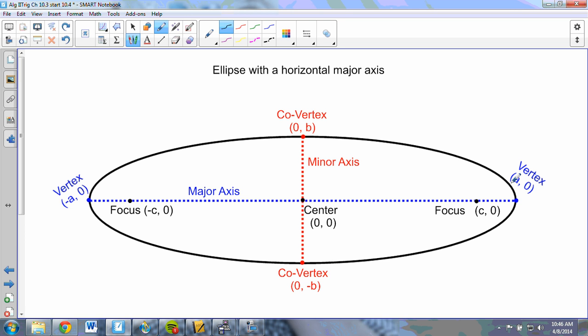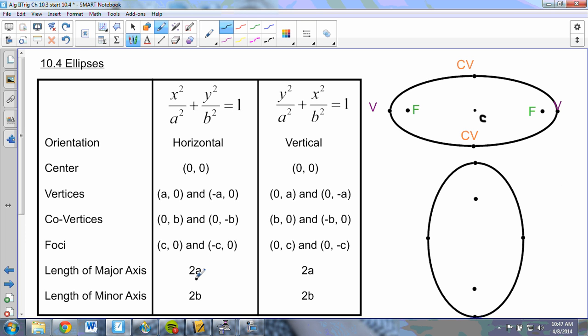If this has a value of a, from 0 to a is a. The distance from the center to this vertex is a units. So the total distance across is 2a. The length of the major axis is 2a. What's the length of the minor axis? 2b. That's what this and this are saying. The length of the major axis is 2a, the length of the minor axis is 2b.